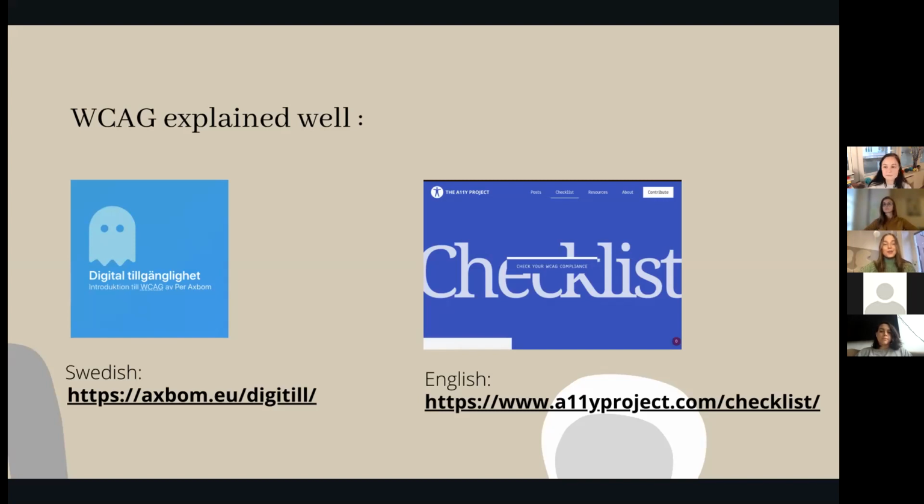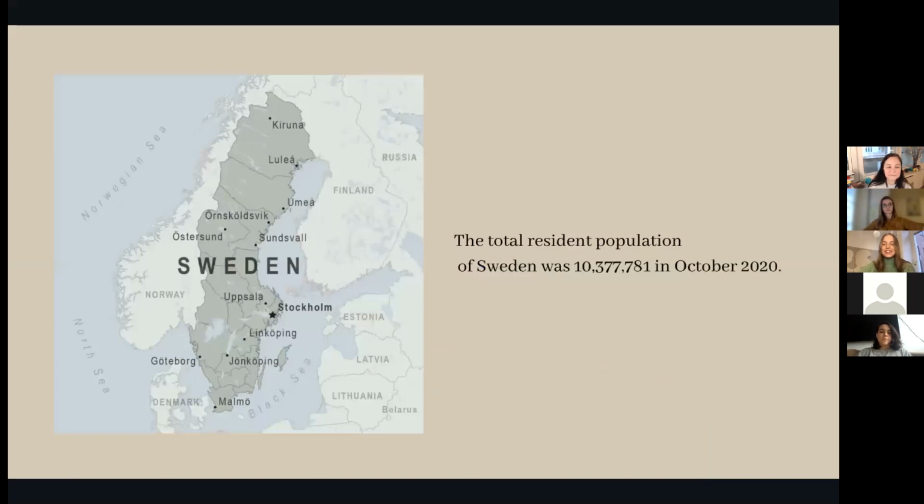Yes, and now we're moving on to a question. Today in Sweden, I saw that there are people from outside of Sweden, but it's fun anyway. The total resident population of Sweden was 10,377,781 people in October 2020. How many people have registered a disability? You can answer in the chat.